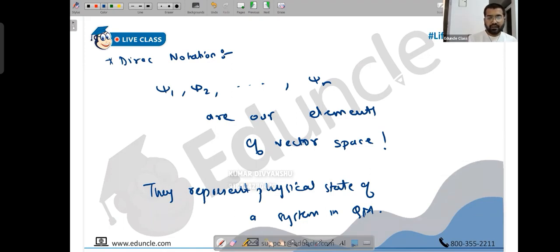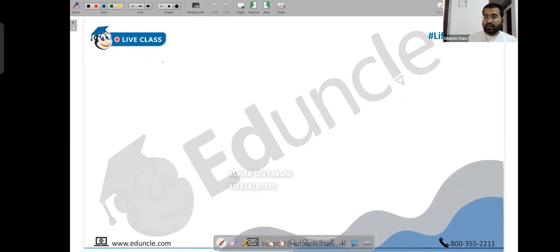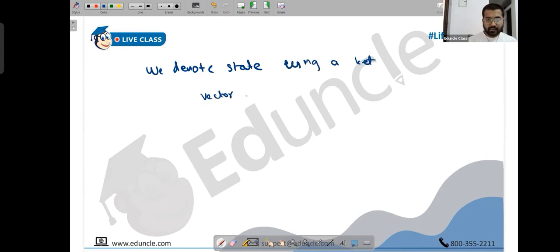Next, we denote a state using a ket vector. So for example, the ket vector is known as something like this: one single slash and then kind of a greater than sign, the closing triangular bracket.